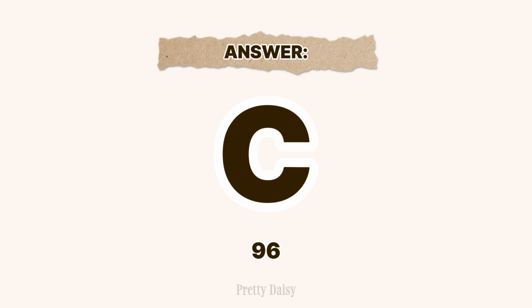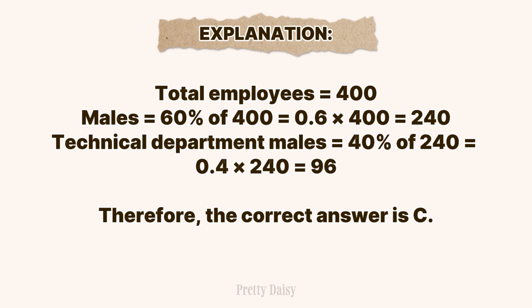Answer: C. 96. Total employees equals 400. Males equals 60% of 400 equals 0.6 times 400 equals 240. Technical department males equals 40% of 240 equals 0.4 times 240 equals 96. Therefore, the correct answer is C.